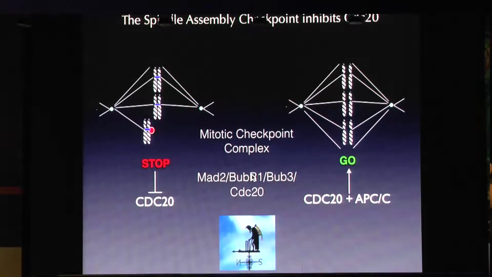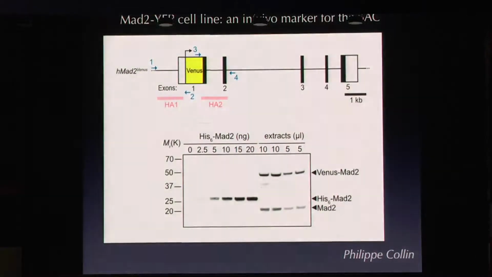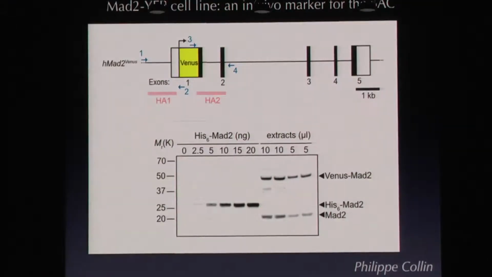We also want a live cell assay to look at the checkpoint. So again, we've knocked in a fluorescent protein into one of the alleles of one of the checkpoint proteins, in this case MAD2. So again, you can see that 50% of the protein is labeled.